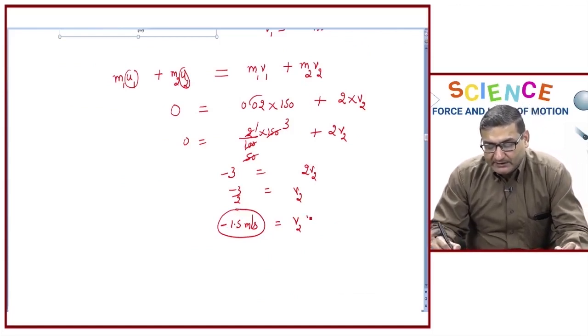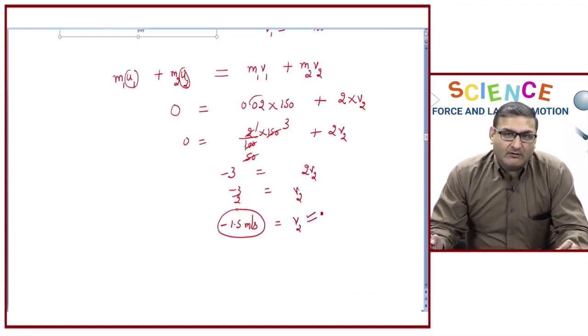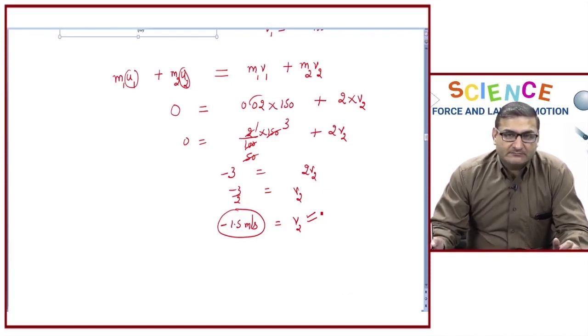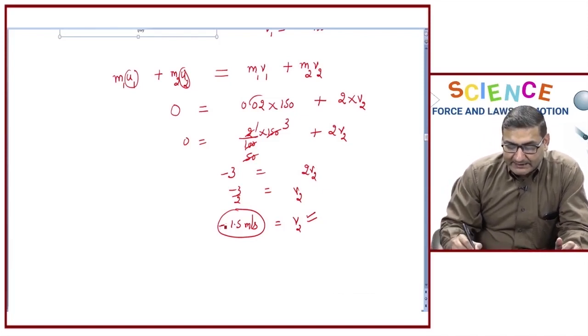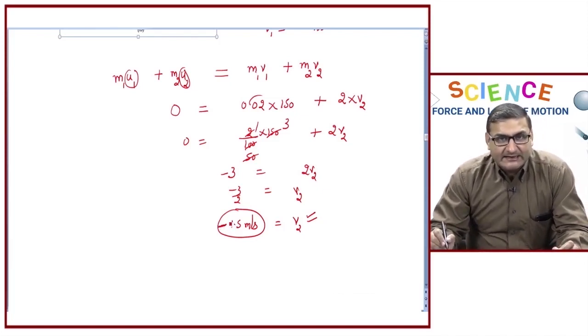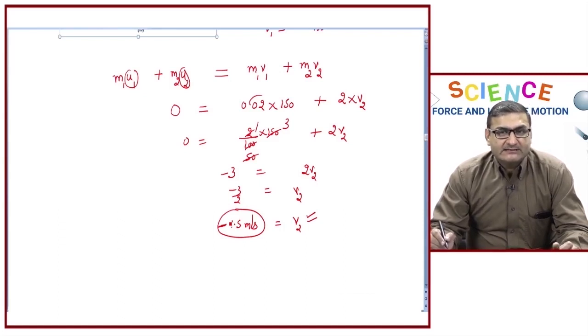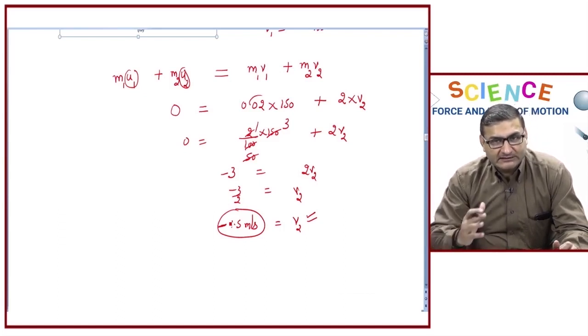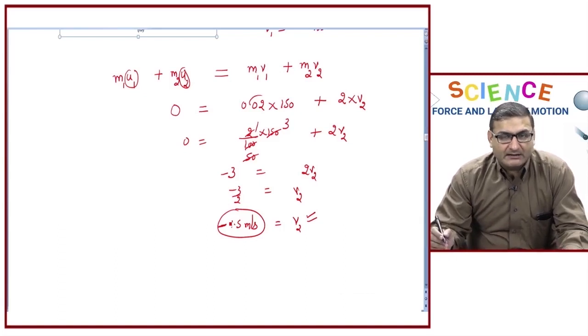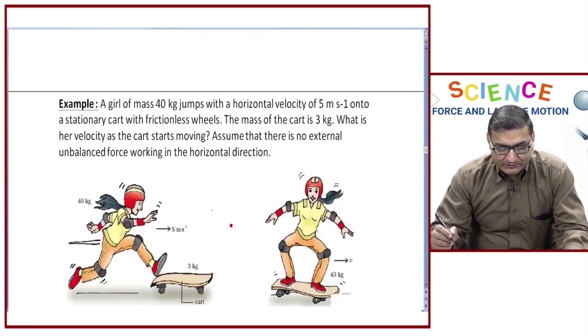So this will be the final velocity of the pistol, or the recoil velocity of the pistol. Got it? This minus sign, what does it indicate? It indicates that the motion of the pistol is in the opposite direction because it is recoiling, it is moving back. Got it? Fine. Let us see the next question.